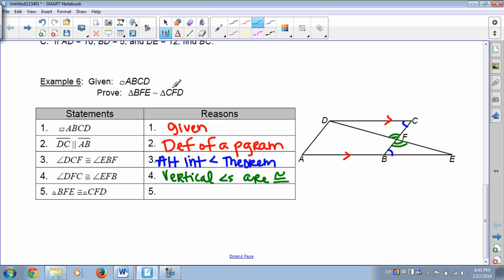And then we're trying to prove that triangle BFE, and this actually should not be congruent, it should be similar to triangle CFD. So BFE is similar to triangle CFD. And if you notice, it's not side-angle-side that we're learning today. This is yesterday's similarity statement because we have two angles, angle, angle. So this is angle-angle similarity.